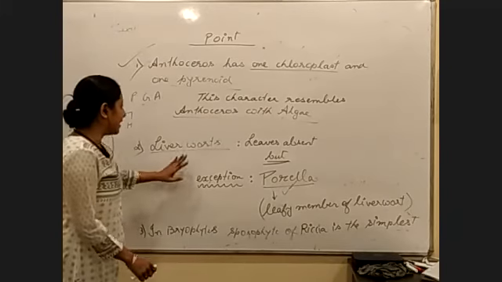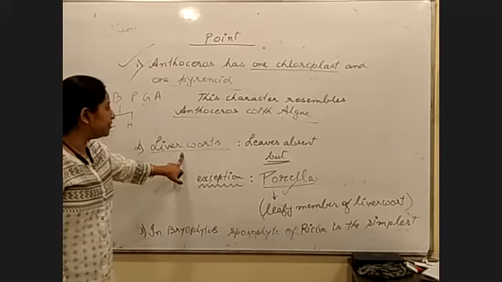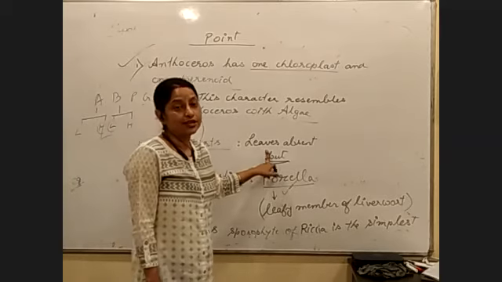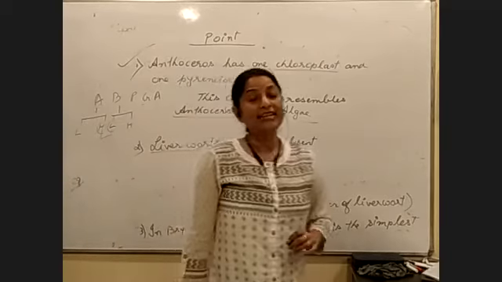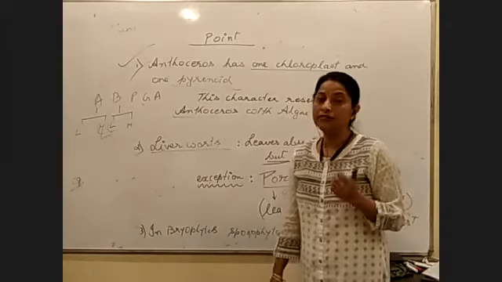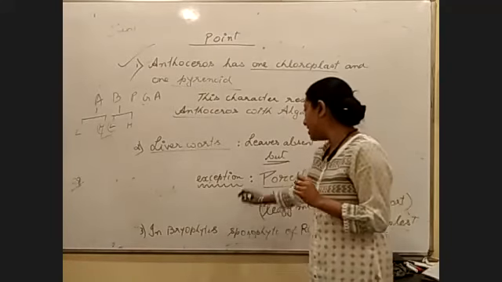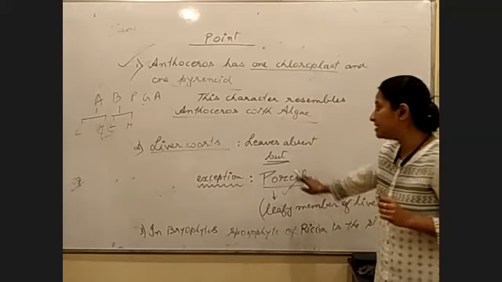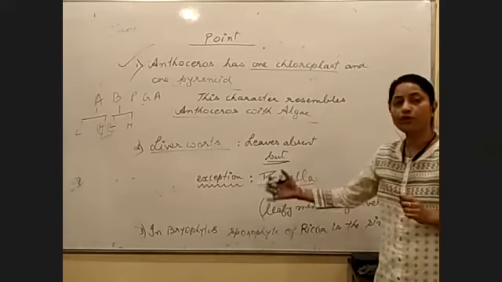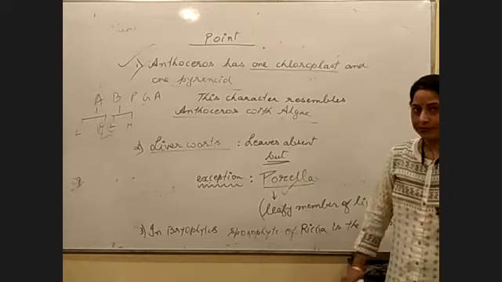Questions also come from this. If you notice, what is absent in liverworts? Leaves are absent. But you have an exception. A question may come: identify the leafy member of liverwort. We know liverworts do not have leaves, but there is one exception. Porella is a liverwort which has leaves. So exceptions are important, as questions come from them, so you have to know this.